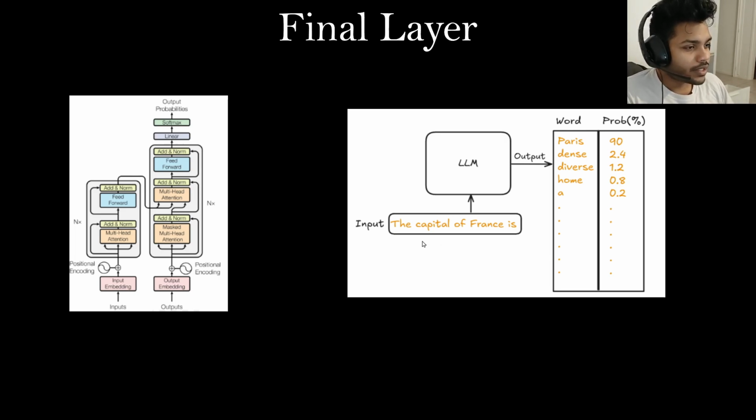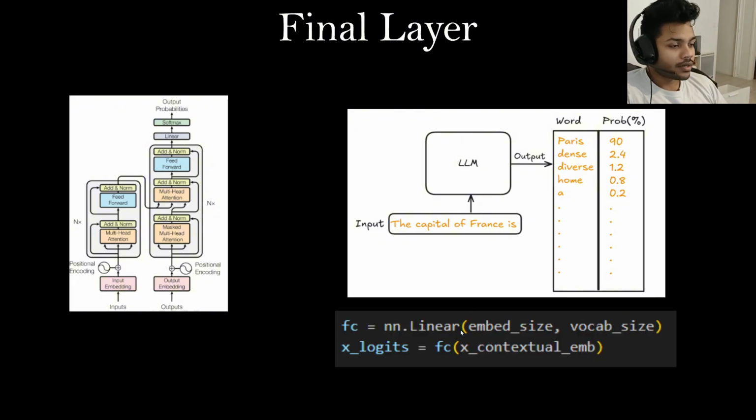For example, here you pass this sentence, the capital of France is. In the output, you can choose only one word, and usually you choose the word with the highest probability, but there are other words with lower probability. In this case, we'll choose Paris, but there is also a chance that it could be something like dense or diverse. And how does this work in the PyTorch environment?